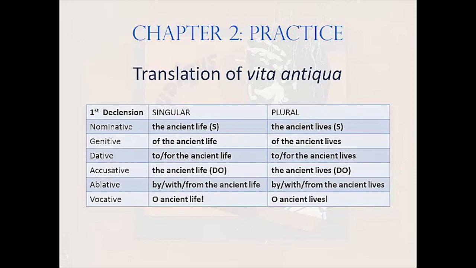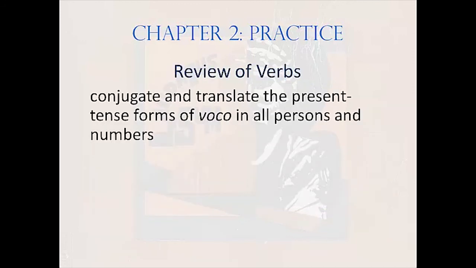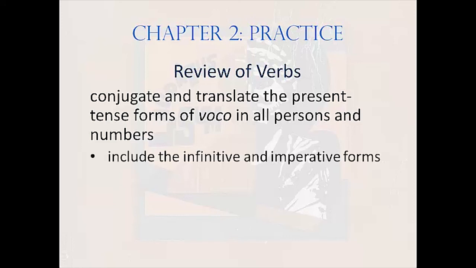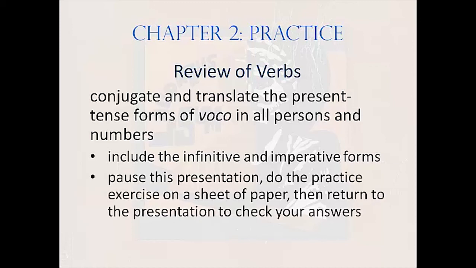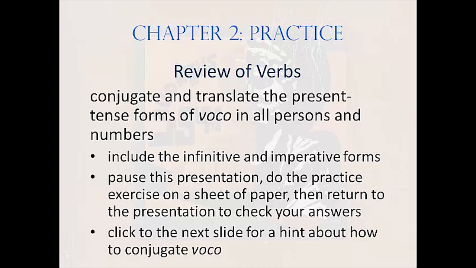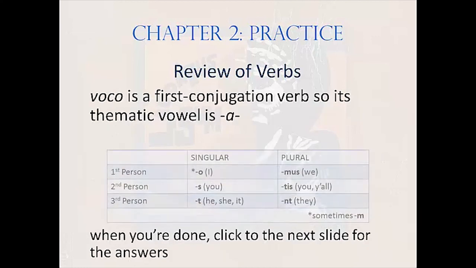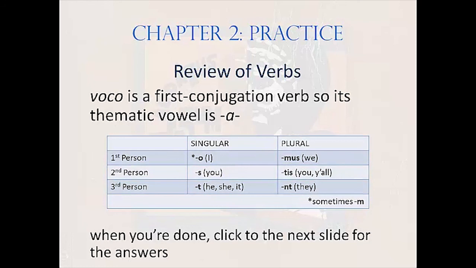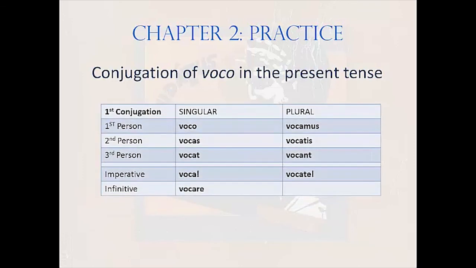Now let's review verbs. Conjugate and translate the present tense forms of voco in all persons and numbers, including also the imperative and infinitive forms. Just as you did with the noun exercise, pause the presentation, do the exercise on a sheet of paper, and then return to the presentation to check your answers. If necessary, there's a hint on the next slide. Voco is a first conjugation verb, so use the thematic vowel a and add the proper endings. Here is the conjugation of voco in the present tense. And here is the translation.